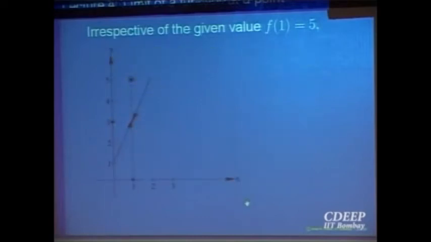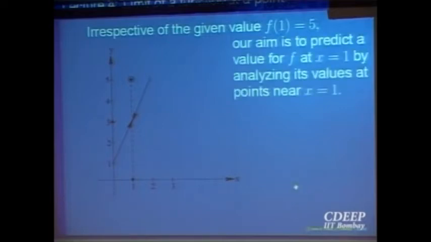So this is the graph of the function. It is a linear function. You can all draw the graph of the function. So it is a straight line except at the point 1 where the value is 5. So if you want to predict a suitable value at the point 1, what will you try to do?